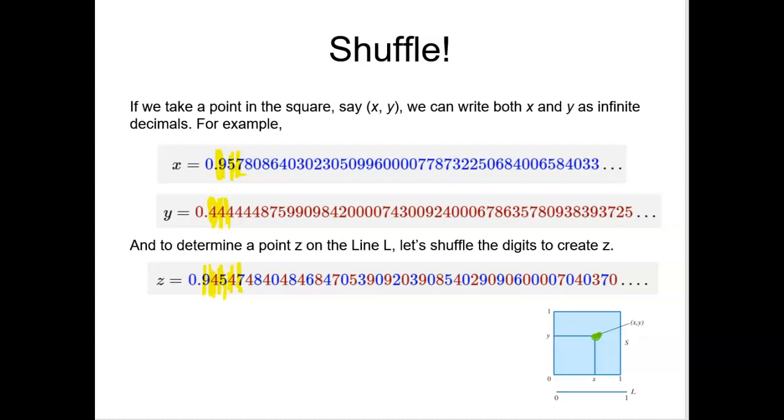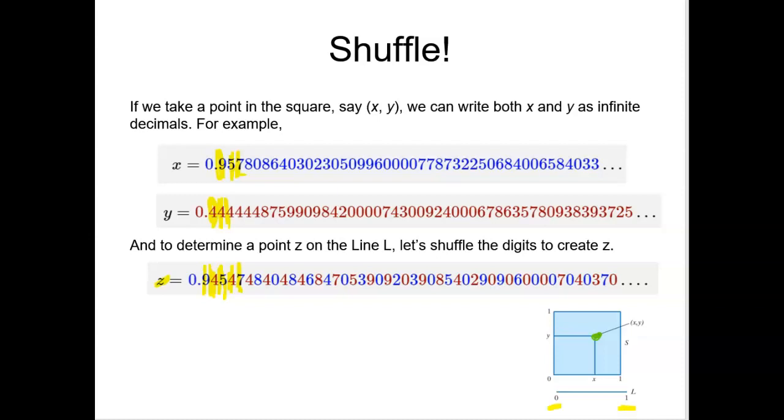Then that new number is between 0 and 1. And it's a number on L. This number here, z, is a point on L because it's between 0 and 1. And that we're going to associate with the point xy in the square.